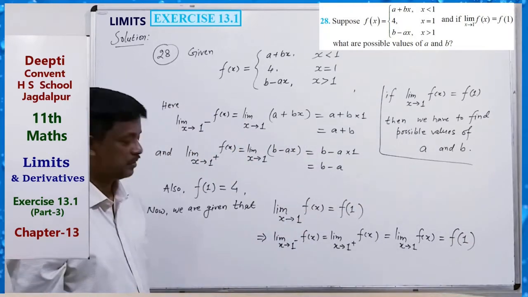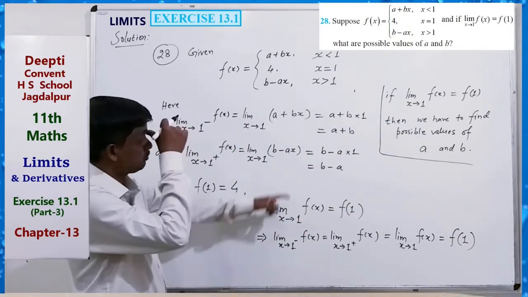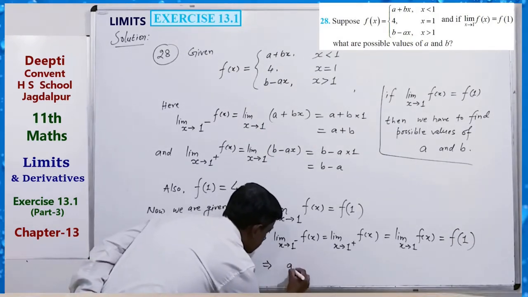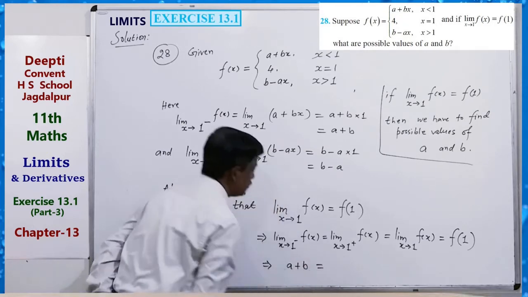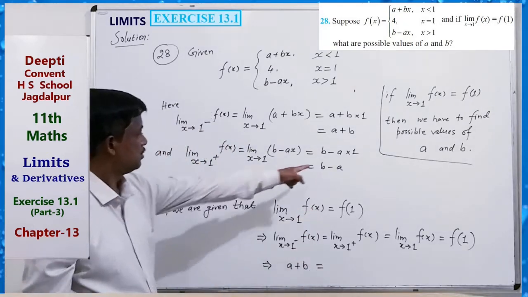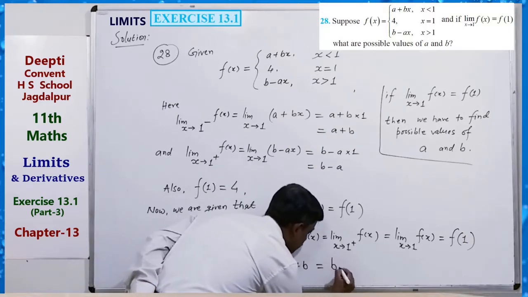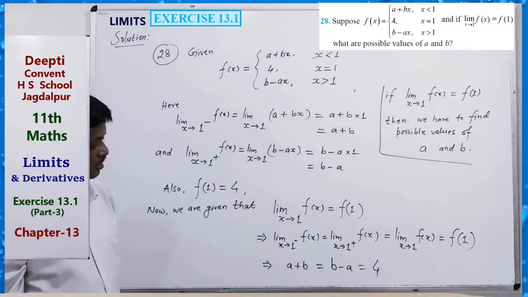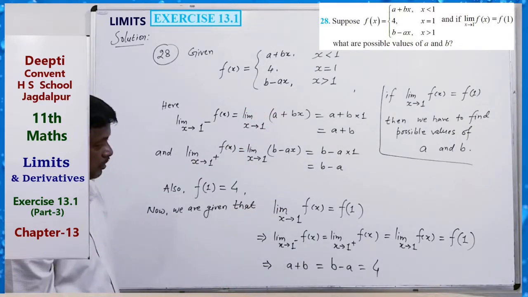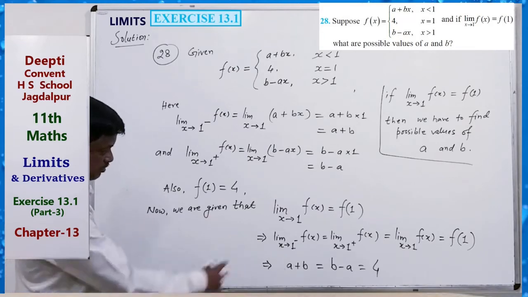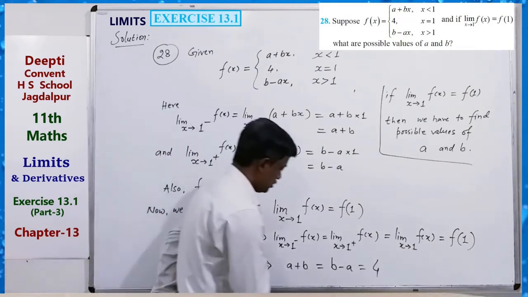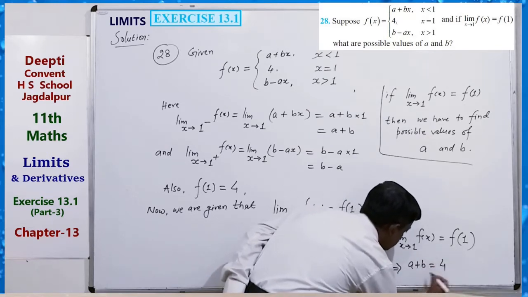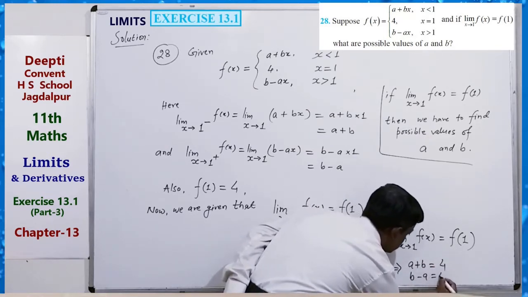This is given. So left hand limit is a plus b, which equals the right hand limit b minus a, which equals f(1), 4. All are equal. From here we can get two equations. This implies a plus b equals 4 and b minus a equals 4.